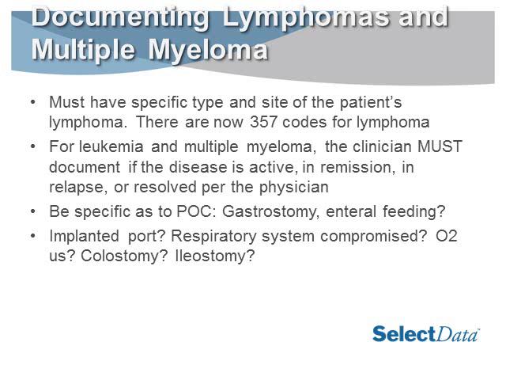Leukemia or multiple myeloma, your clinician must document if the disease is active, in remission, in relapse, or is it resolved per the physician. And be as specific as possible to your plan of care. Does your patient now have a gastrostomy and require enteral feeding? Do they have an implanted port for chemo? Is the respiratory system compromised? And if so, are they on O2? Or do they now have a colostomy or ileostomy?